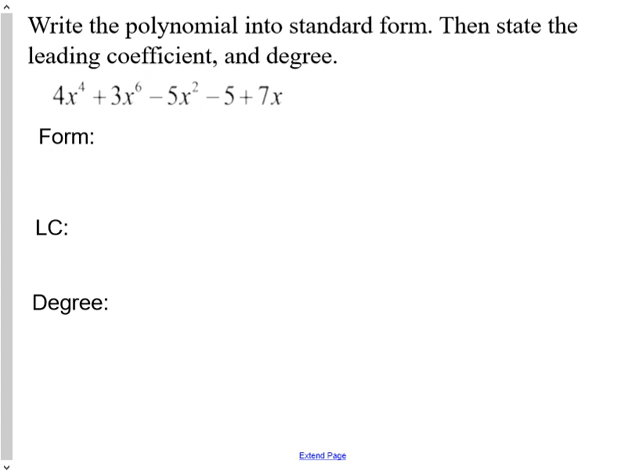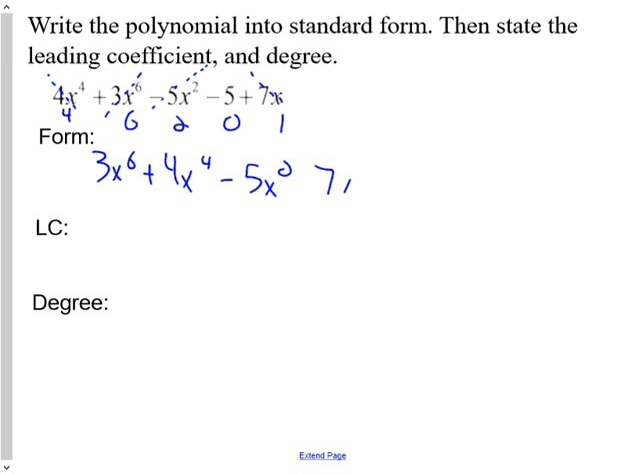Next one with a little less explanation, same idea. So writing down our degrees, 4, 6, 2, 0, 1. Now from greatest to least, 3x to the 6th, checking it off. 4x to the 4th, checking it off. Minus 5x squared, check that one off. Plus 7x, because 1 is bigger than 0. And then minus 5 left over.